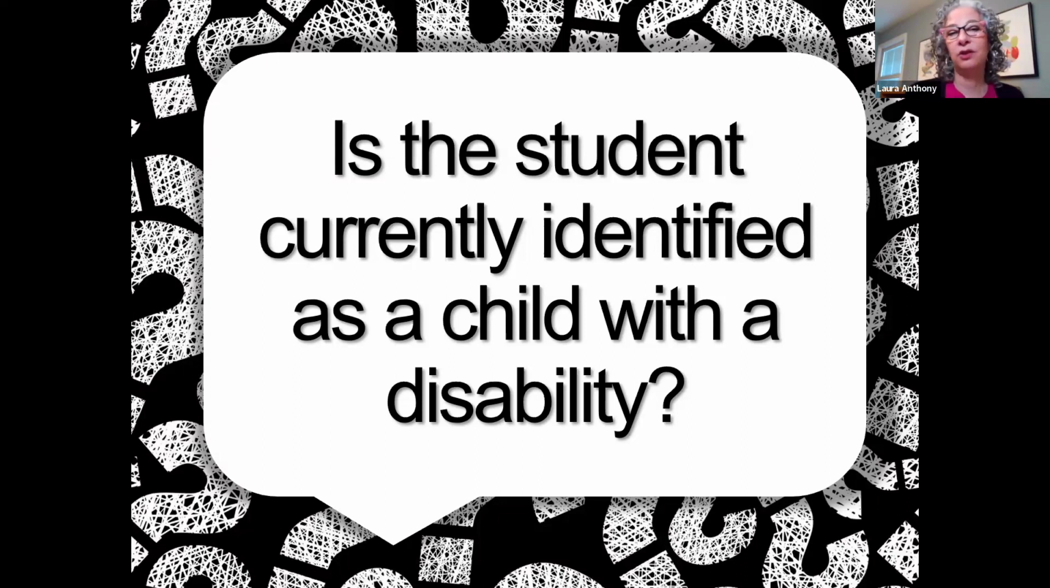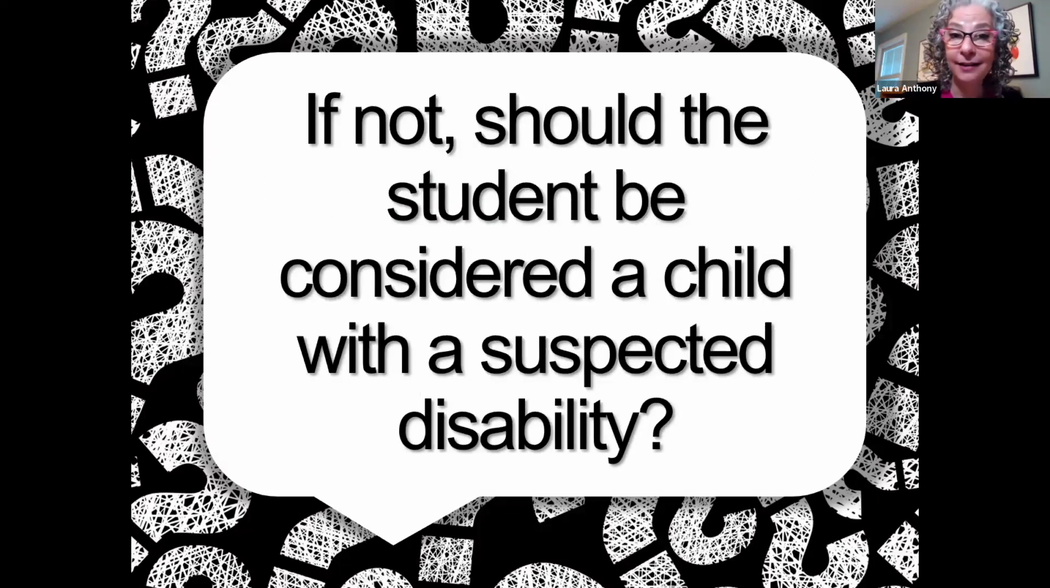Easy. Next question. If they're not currently identified as a child with a disability, is the student considered a suspected disabled child? A child who is suspected of having a disability. This is where it gets tricky. I'm just going to tell you the last 2 questions, but I'm going to stay with this slide because we're going to spend some time here. These first 2 questions are basically saying, do we even have to worry about these special ed rules?